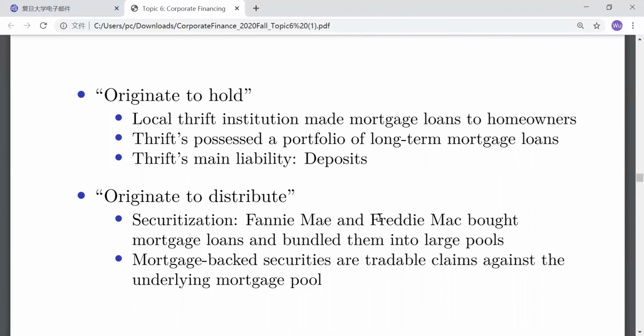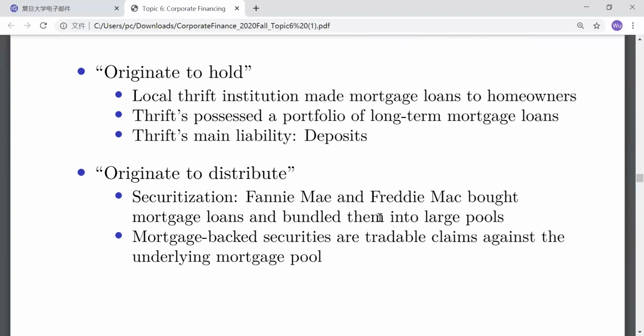The biggest change is called securitization. Basically, mortgage loans are packaged into mortgage-backed securities, asset-backed securities, to sell to investors. So in that case, many mortgage loans, even with low creditworthiness, with very low credit scores, are packed into securities and sold to investors, right? And Fannie Mae bought mortgage loans and bundled them into large pools, and mortgage-backed securities are tradable claims against the underlying mortgage pool.